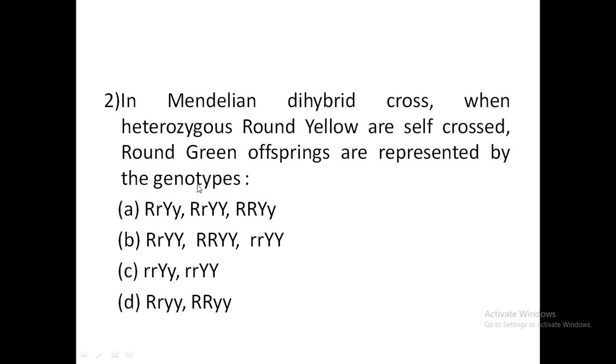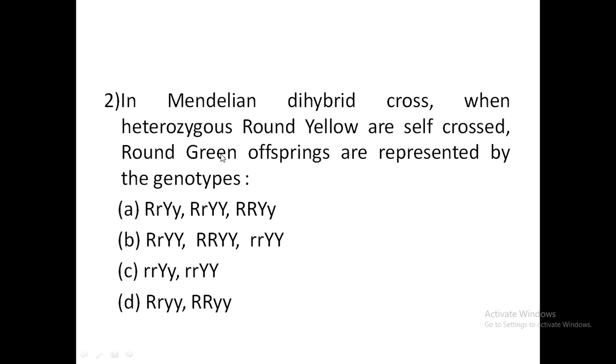So to get round seeds, the genotype should be either capital R capital R, that is homozygous dominant, or capital R small r. In both the conditions, this is heterozygous and this is homozygous dominant, round seeds are produced. Fine.